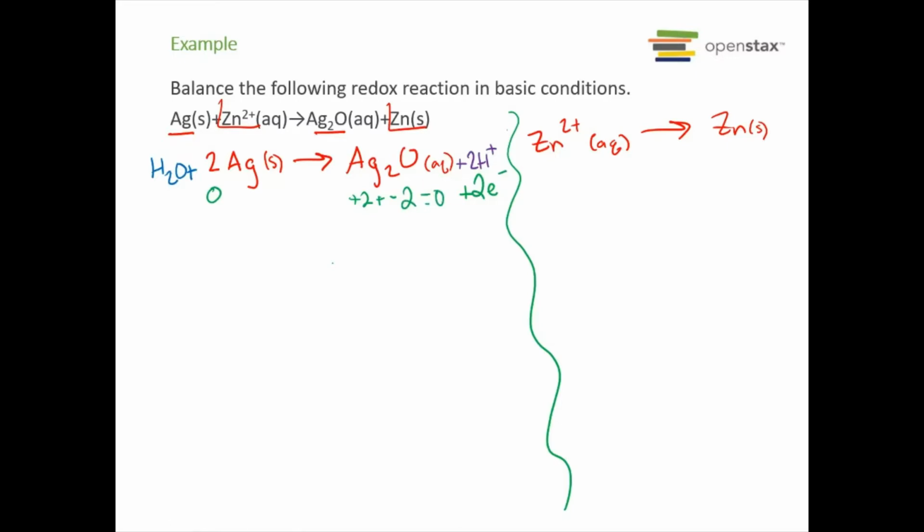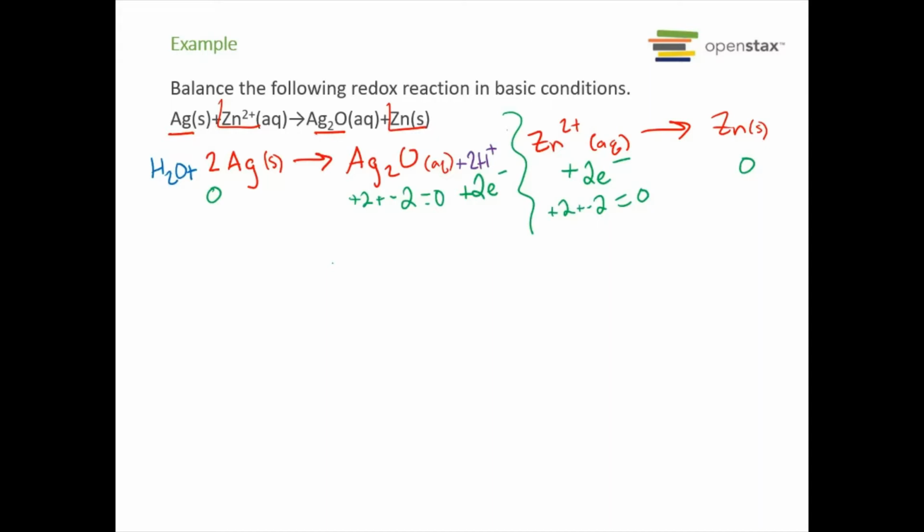On my zinc side, I have a positive 2 on the left and 0 on the right. So then to the left-hand side, I want to go ahead and add 2 electrons. So then I have positive 2 plus negative 2, 0. All right. So now we have our general balanced half reactions.